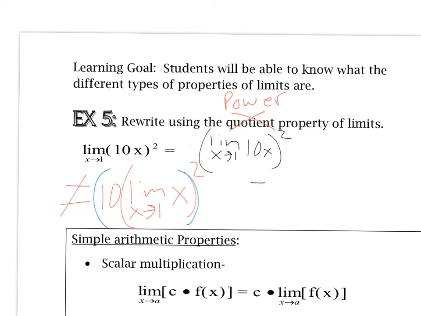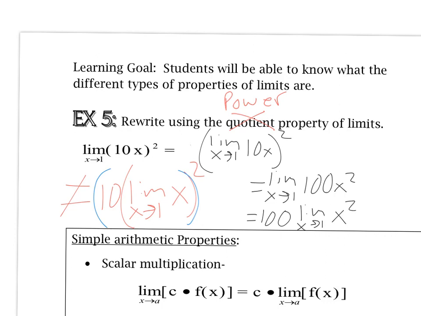And then another way you could rewrite this, like I was saying, is you could have said, well, this is the limit as x approaches 1 of 10x squared, which is 100x squared. And then you could have written it as 100 times the limit as x approaches 1 of x squared.